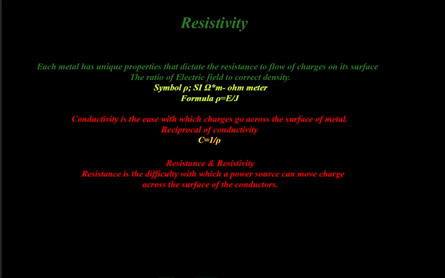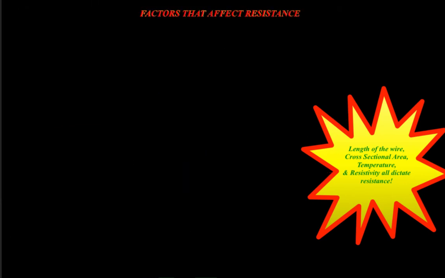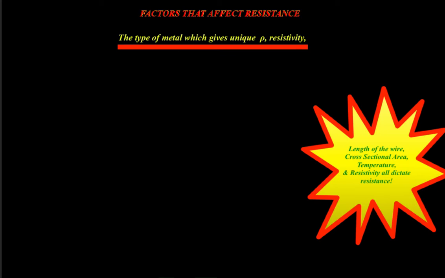Resistance and resistivity, the link is basically going to be dependent on more than just the value on the table. There are a few other factors that dictate the resistance. So what are some of the factors that affect the resistance? The type of the metal that is used definitely affects the resistance. We just discussed the resistivity being unique to each metal, and that will dictate the resistance that the electrons feel when they're moving on the surface of the conductor.